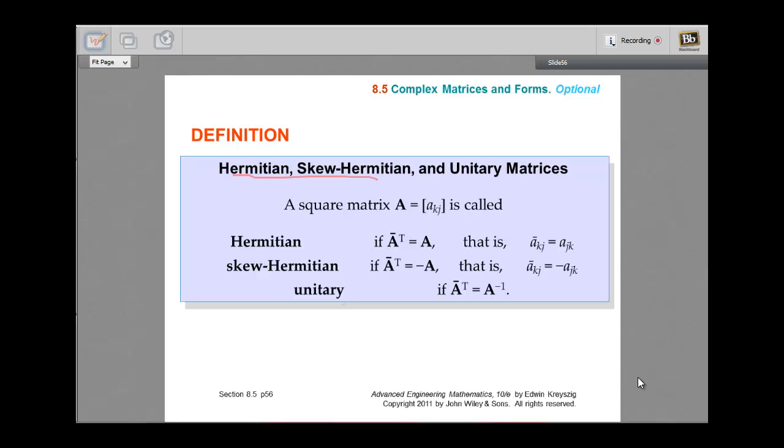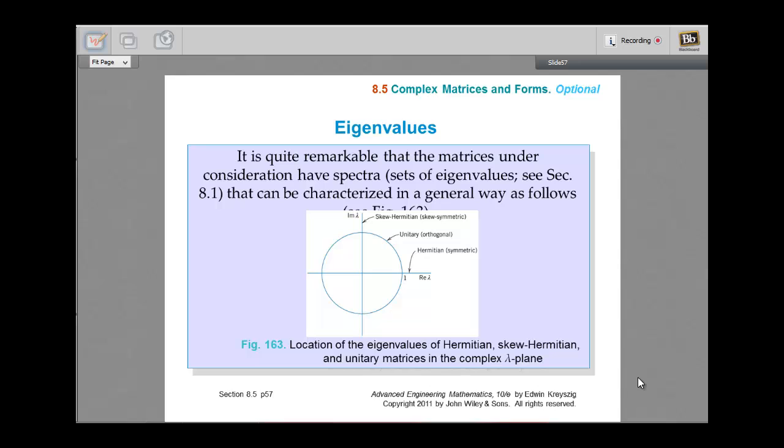Hermitian, skew Hermitian, and unitary matrix. A square matrix A is called Hermitian if A bar transpose is equal to A, that is, a_kj bar is equal to a_jk. And skew Hermitian is the same, only with the minus sign. And what is a unitary matrix? A unitary matrix is one where A bar transpose is equal to A inverse.